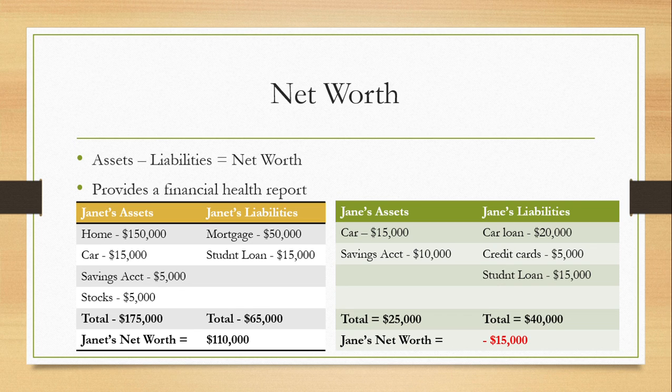Now, we'll switch over to Jane. Jane is a little lighter on the asset front. She doesn't own a home. She does own a car. It's also valued at $15,000. But Jane does have a savings account. In fact, she actually has more cash than Janet at $10,000. Jane, however, is a little heavier on the liability side than Janet. She has a loan on that car for $20,000, which is actually more than what the car is worth.